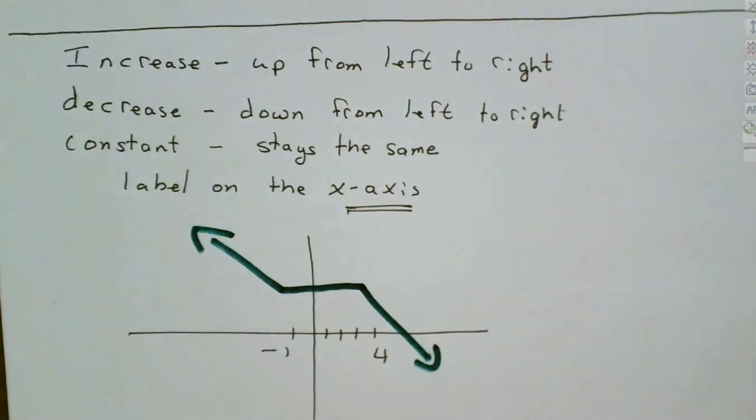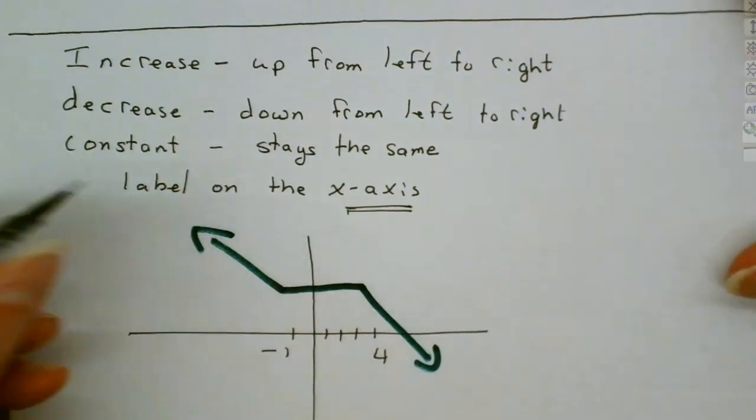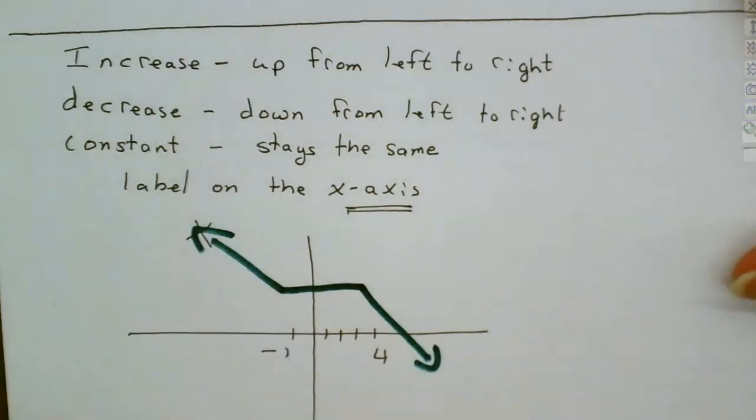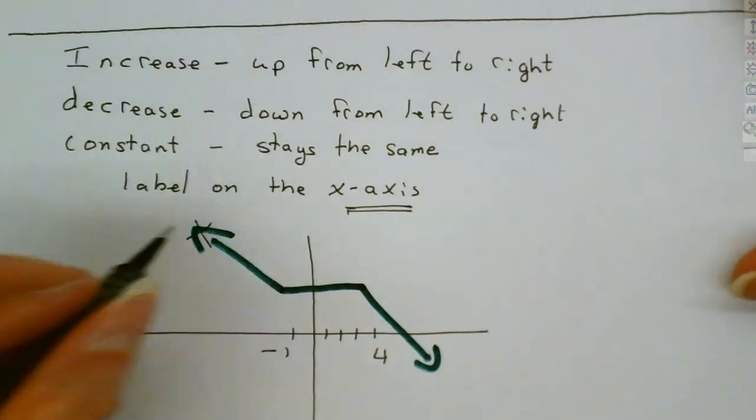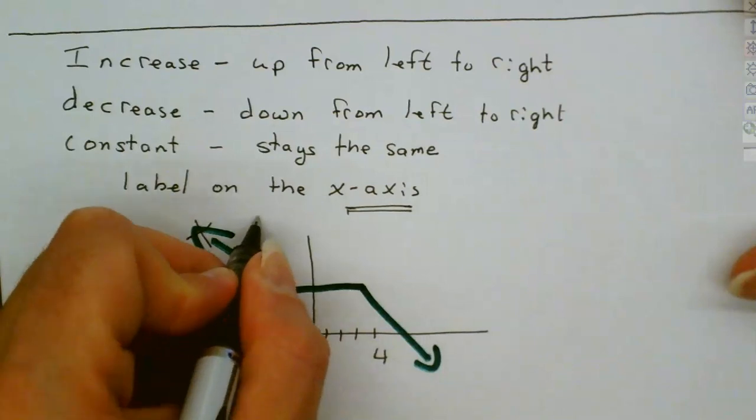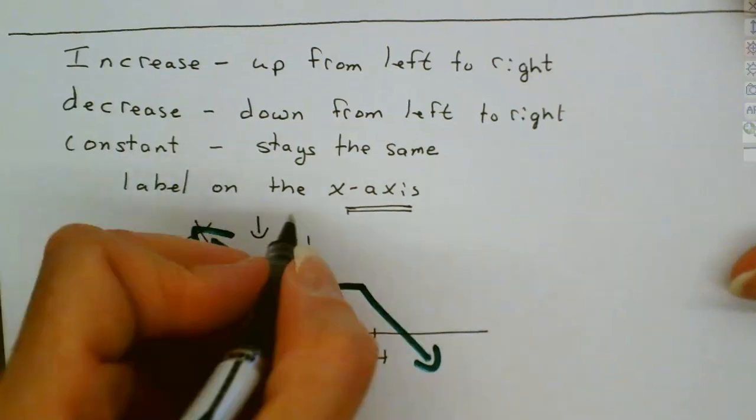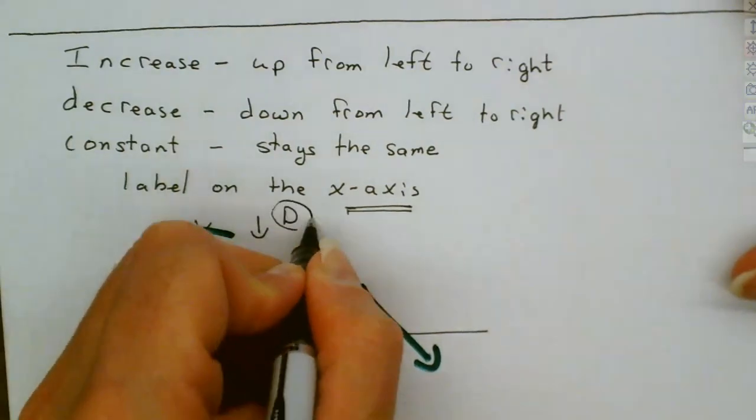So here's my graph. Now, what we're going to look at is this graph from left to right. So very important that we read it from left to right. Like we read our textbook, we read from left to right. I start at the leftmost corner, which happens to be here. Now, as I follow the graph, what am I doing? Going down. So that's going to be a decrease.